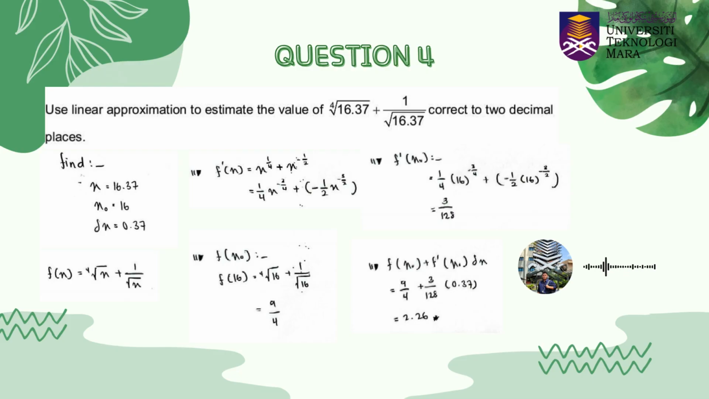Next, we need to find f of x naught by changing the value of x to 16 in the equation f(x), and we get 9 over 4 for the answer. Next, we want to find f prime of x naught. We take the result of f prime of x just now and change the value of x to 16. The answer that we will get is 3 over 128.